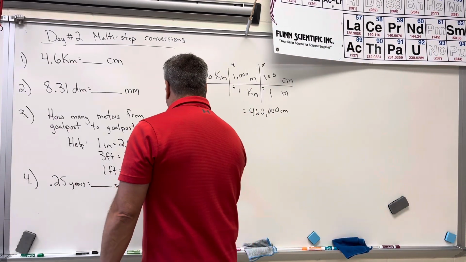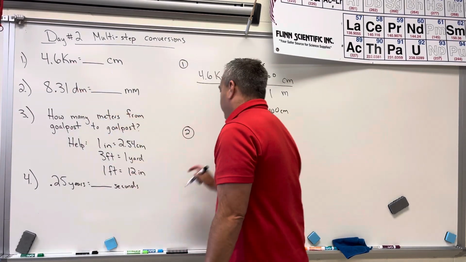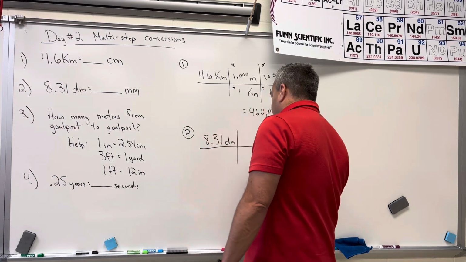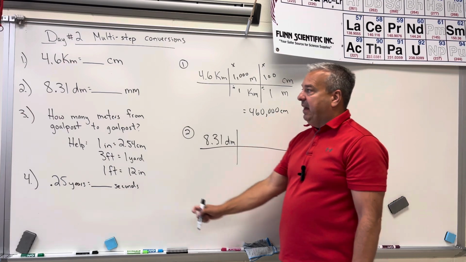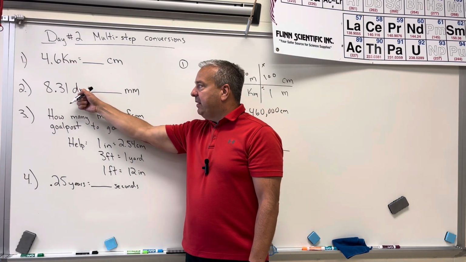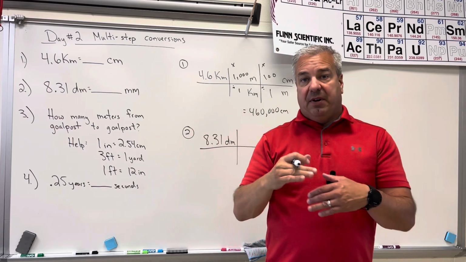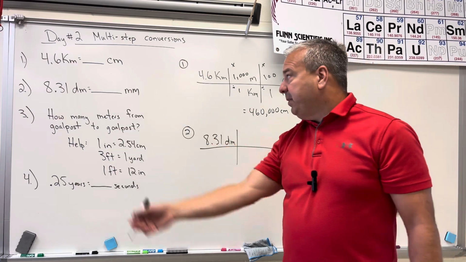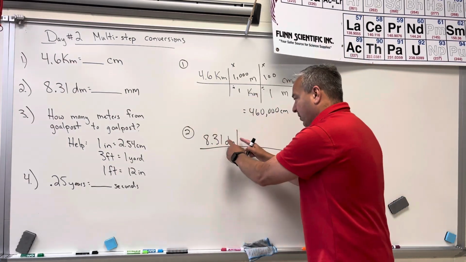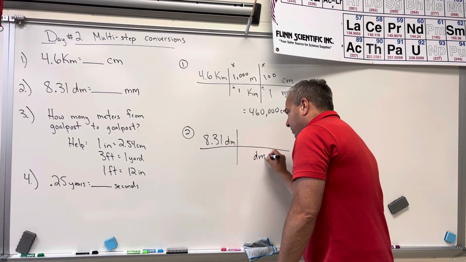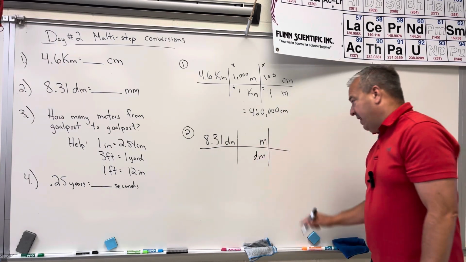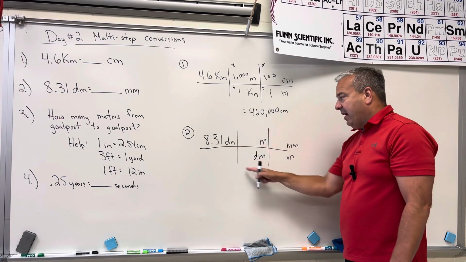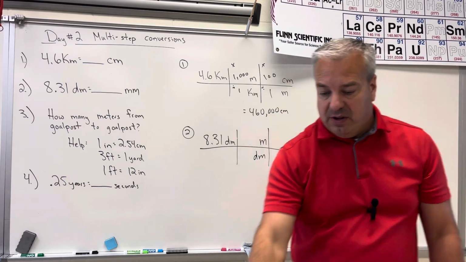Okay, so for problem number 2, the given is 8.31 decimeters. So I'm going to put that in the upper left-hand corner. Okay, and same thing. I don't have a conversion factor that goes directly from decimeters to millimeters. So I'm going to convert the decimeters to the base unit of meters, and then meters to the other prefix, which is going to be millimeters. So prefix of decimeters to my base unit, and then base unit to the other prefix, which is going to be millimeters. And now I need to look up these 2 conversion factors on my sheet.